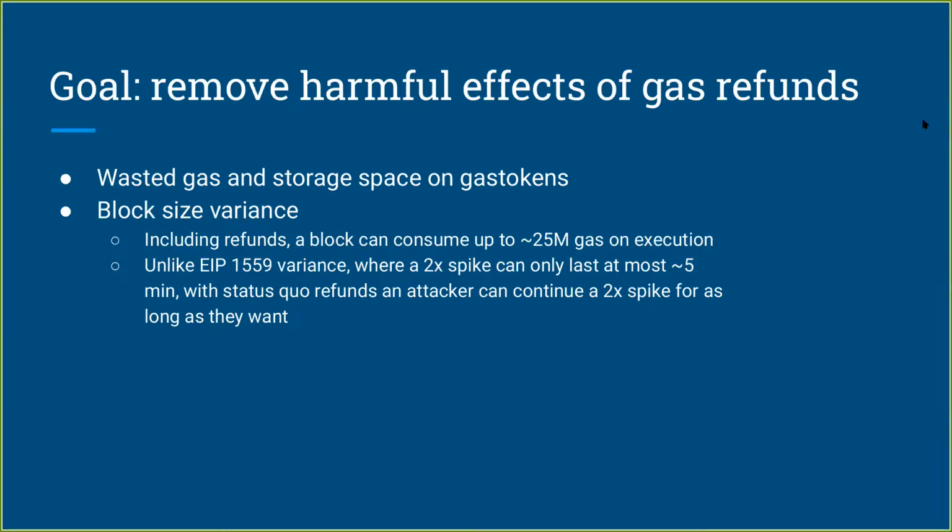And the second one is block size variance. If you take into account refunds, a block with a gas limit of 12.5 million can actually consume up to 25 million gas on execution. Gas refunds are capped at 50%. So if you have a lot of gas tokens, then for every transaction you can use the gas token to refund up to half of the gas, and then you can include even more transactions.